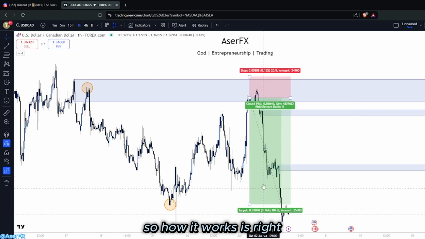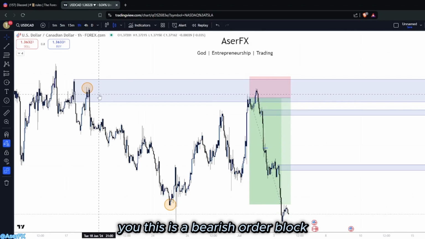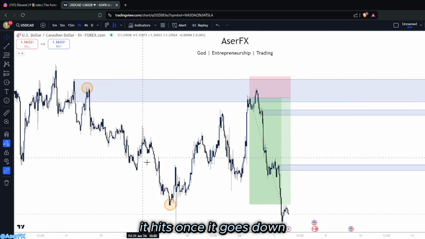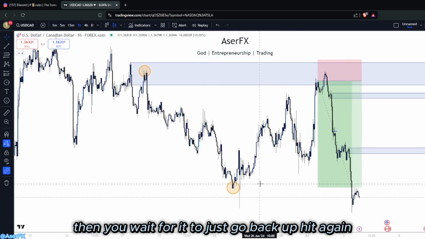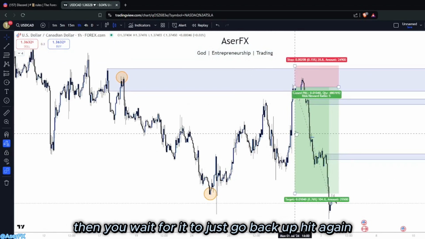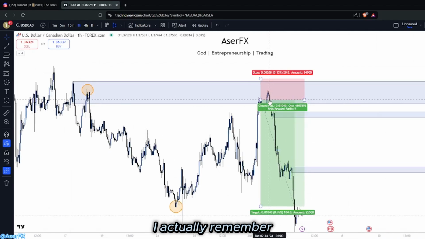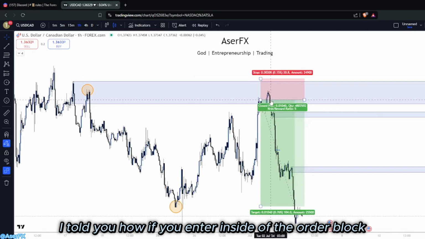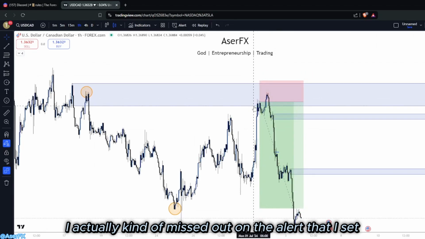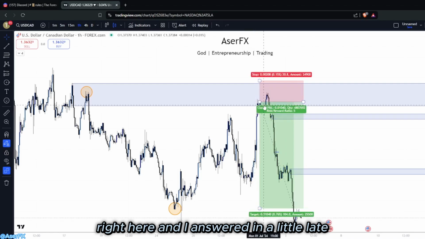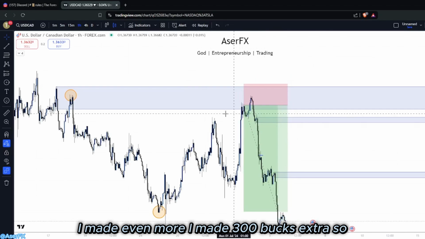So how it works is, right, this is a bearish order block. It hits once, it goes down. This is how far down it went. Then you wait for it to just go back up, hit again. All right, I told you how if you enter inside of the order block, that's even better too. Well, I actually missed the alert that I set right here, and I entered in a little late. It worked out in my favor. I made even more. I made $300 extra.